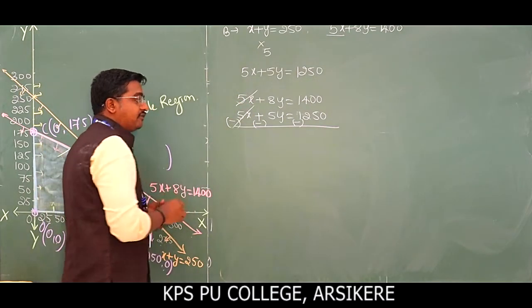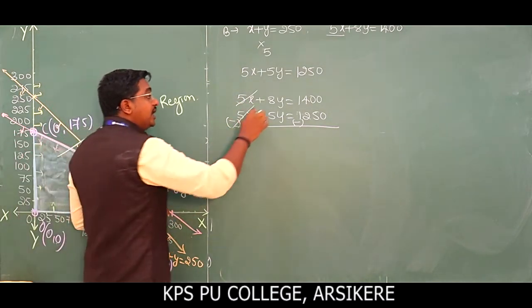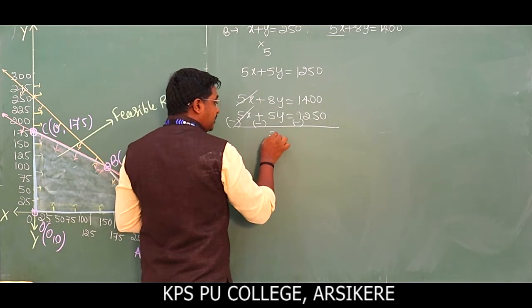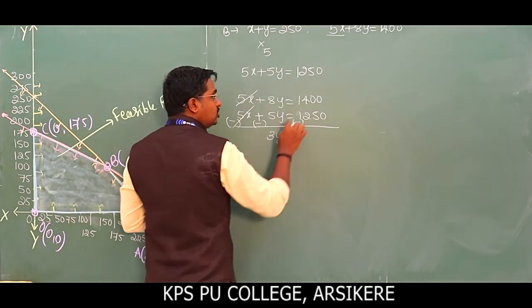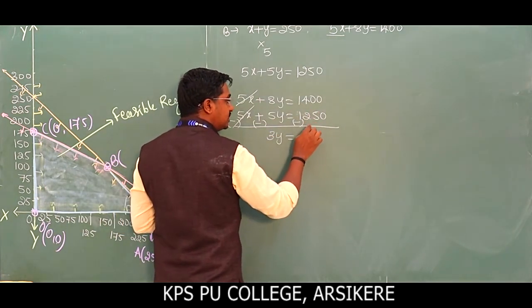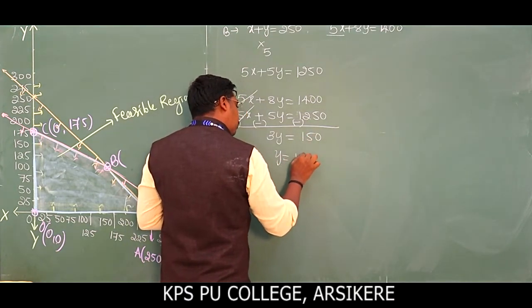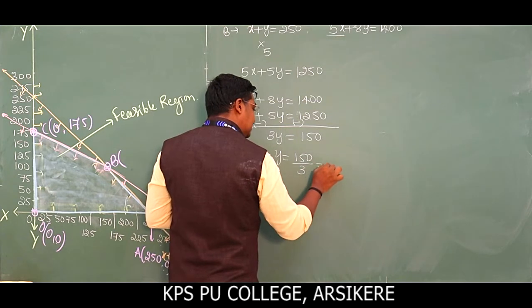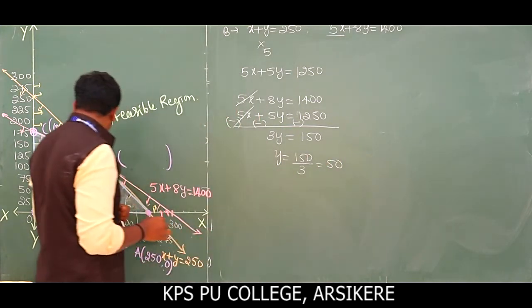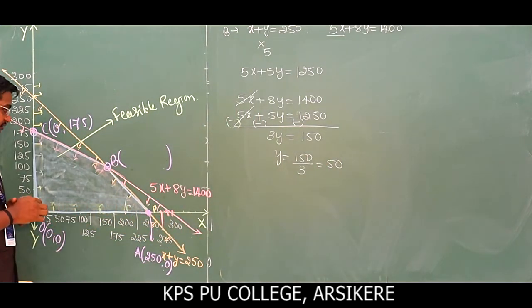Plus 5x and minus 5x get cancelled. 8y minus 5y will leave us 3y is equal to 1400 minus 1250, 150. What about y then here? 150 divided by 3, that is nothing but 50.